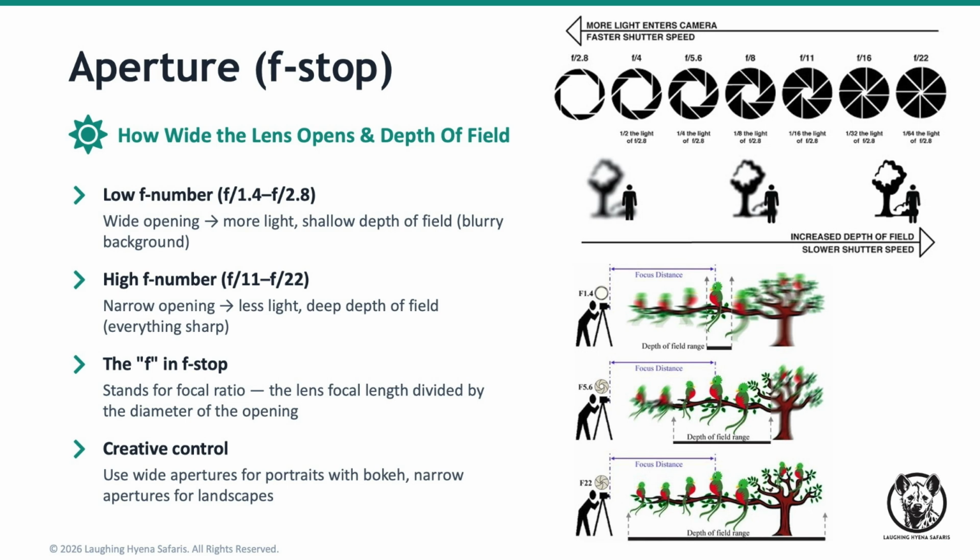With a wide aperture like f2.8, you get that beautiful blurry background effect, perfect for portraits where you want your subject to pop. With a narrow aperture like f16, everything from front to back is sharp, ideal for landscapes where you want the whole scene in focus. Here's a quick way to remember. Small number, big opening, blurry background. Big number, small opening, everything sharp.